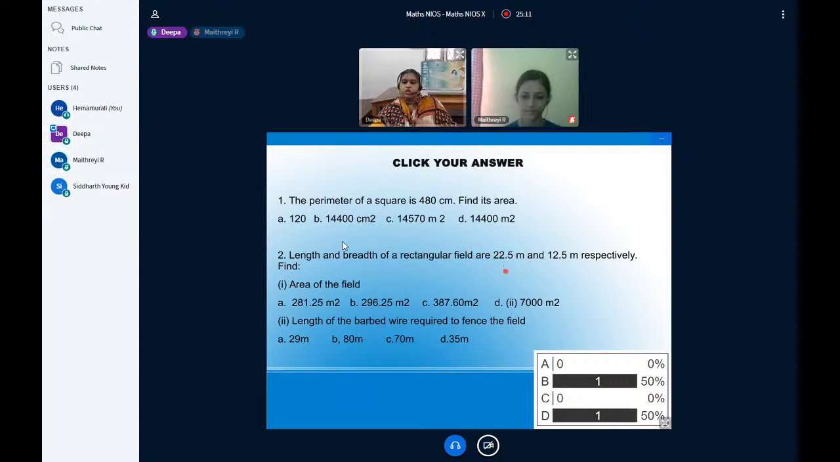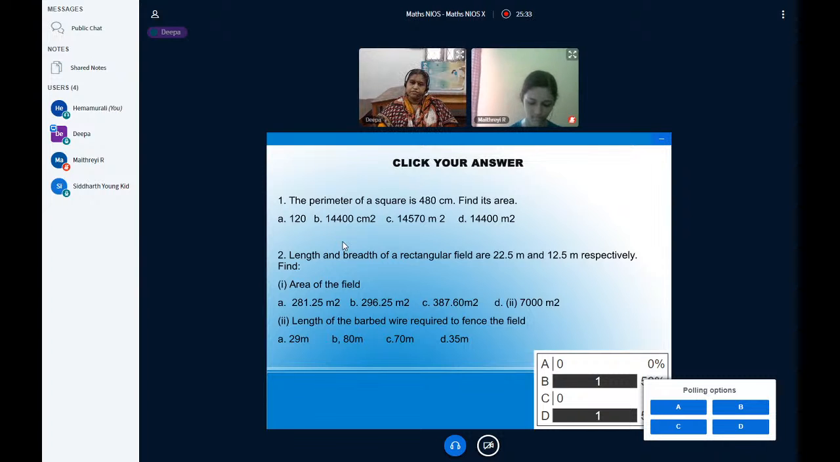Length and breadth of a rectangular field are 22.5 meter and 12.5 meter respectively. Then find the area of the field. This is a rectangular field. What is the formula to find the area of the rectangular field? Area of a rectangle is equal to length into width. Very good. Say it fast.